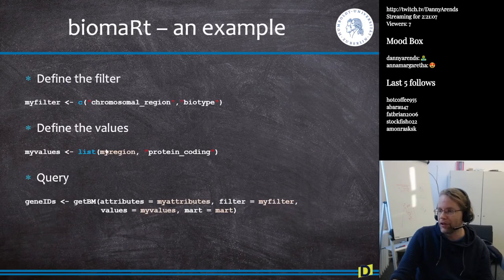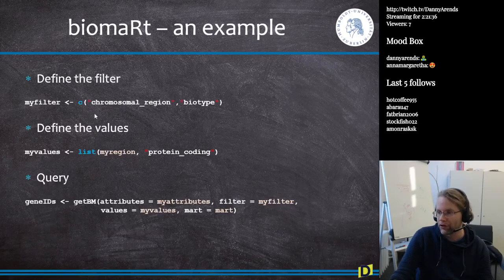My region didn't change, so I'm still interested in the same region. But now I have to make a list, because I can have two filters, but I could also have 5 filters or 10 filters. I can retrieve multiple regions as well. So I need to use a list in this case, because my region could be a vector. The same for biotype. Biotype could be a vector as well. I could be interested in protein coding genes and microRNAs.